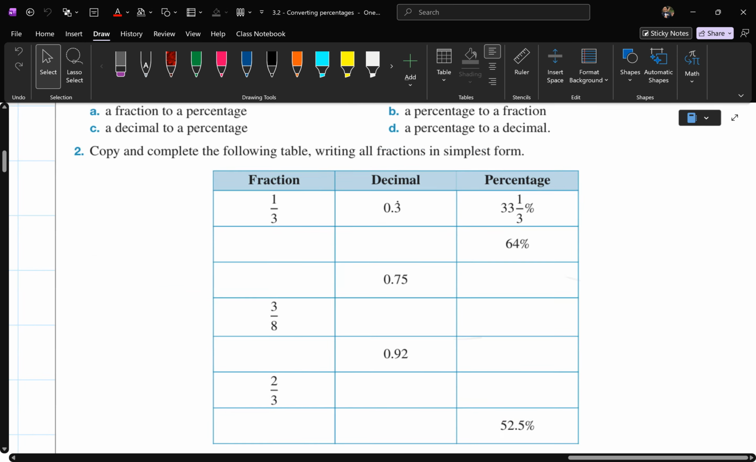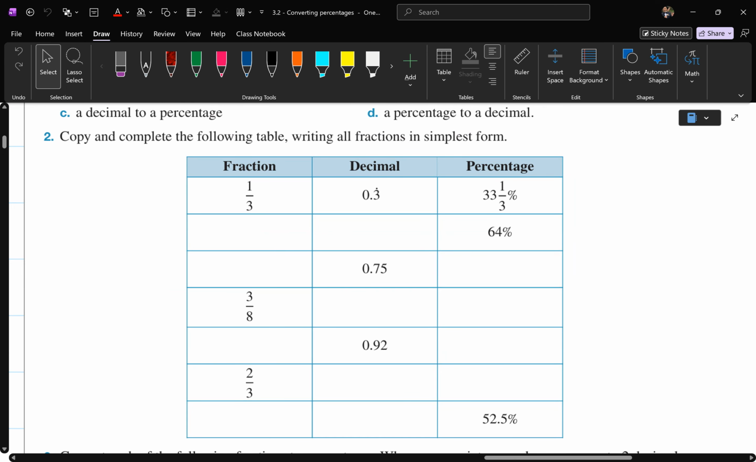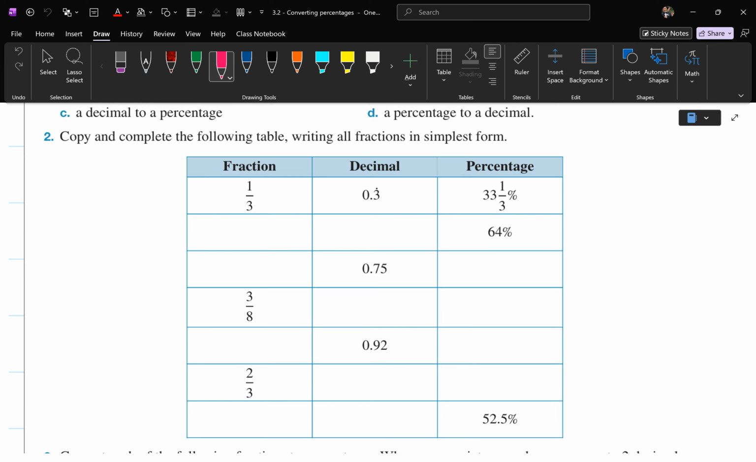So I'm just going to start off with a simple skill that you were meant to take out from my lesson video. From the lesson video, you learned how to convert fractions and decimals to percentages, and then percentages back to fractions and decimals. So here, when we're filling out this table in question 2 of exercise 3.2, you can see percentages, 64%. Percent in itself means out of 100. So if you were to write the fraction, it's just 64 out of 100.